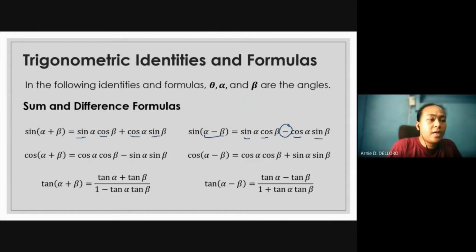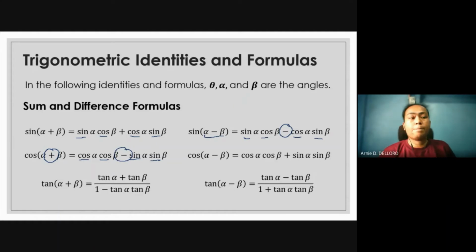Okay? We have cosine alpha plus beta. The pattern to solve the exact value of the function is cos cos sin sin. So when it is sine, our pattern is sin cos cos sin. When it is cosine, cos cos sin sin. Then for the operation, when the angle inside the function has an addition operation, when finding the exact value we get the opposite operation. So we will use subtraction.